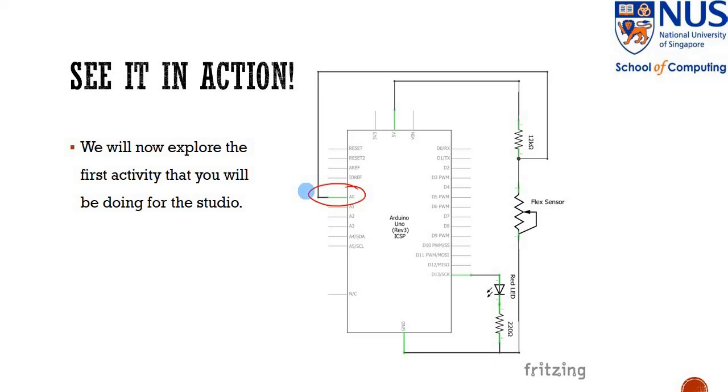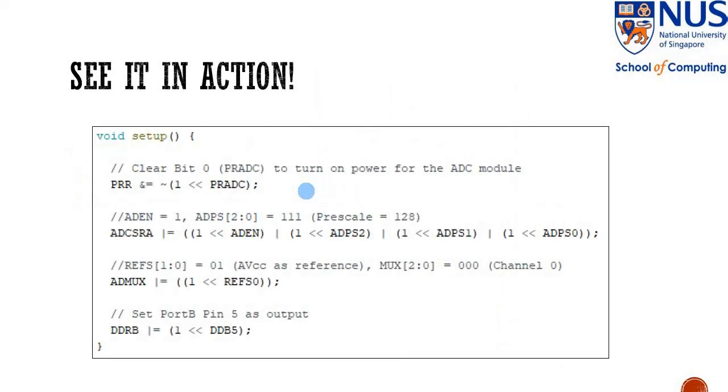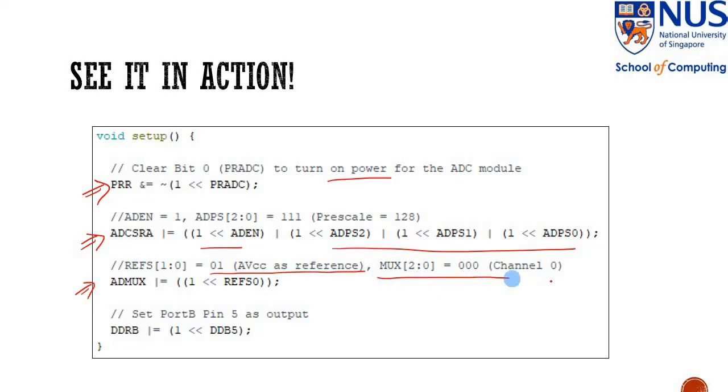Let's see the code for this. The first thing is we need to power on the ADC module in the PRR register. Once we power on, we can enable the ADC, followed by setting the appropriate prescaler values. Then we set the reference voltage that we want, which is 0 1, the AVCC reference, followed by selecting the channel. In this studio activity 1, we're going to be using channel 0, so the last 3 bits will be 0. Finally, I set port B pin 5 as output. This is for the LED to be blinking.